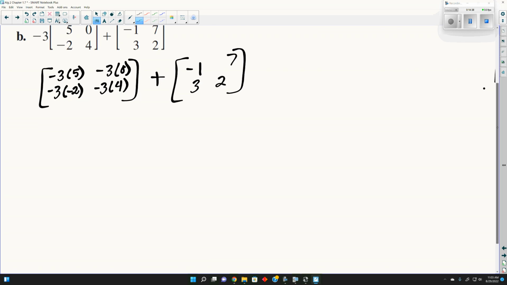Well, we can go on and simplify the first matrix. Negative 3 times 5 is negative 15. Negative 3 times 0 is 0. Negative 3 times negative 2 is positive 6. And negative 3 times 4 is negative 12.